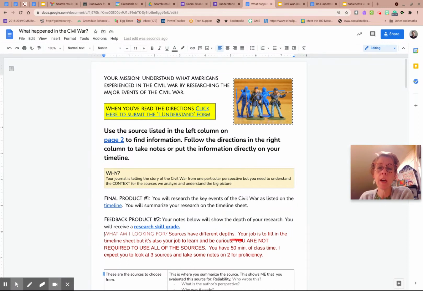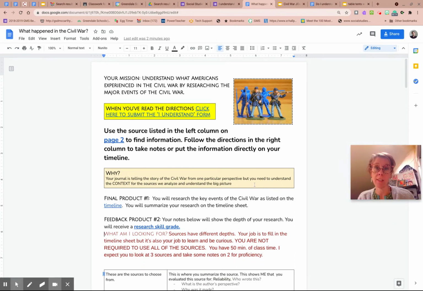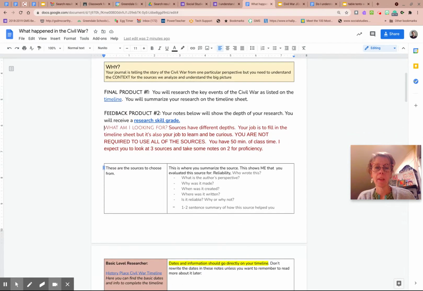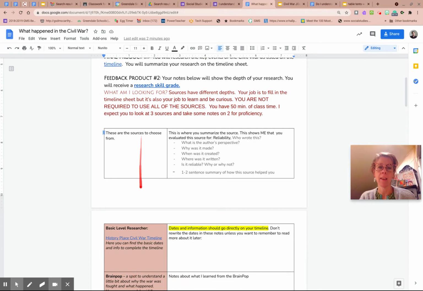You do not have to look at all of these sources. You have 50 minutes of class time, and I'm expecting you to look at 3 sources and take notes on 2 to show me proficiency. So the sources you have to choose from are on this left-hand side, and they're based on different levels of how complex they're going to be.